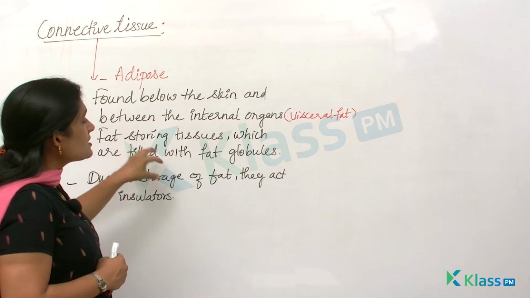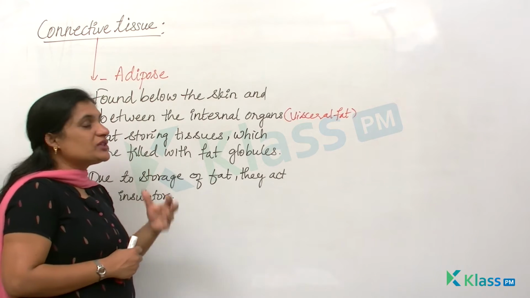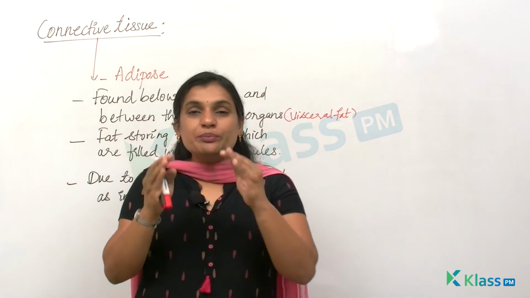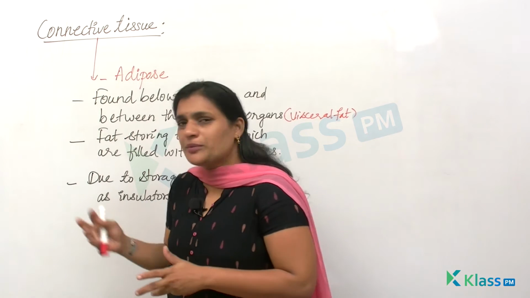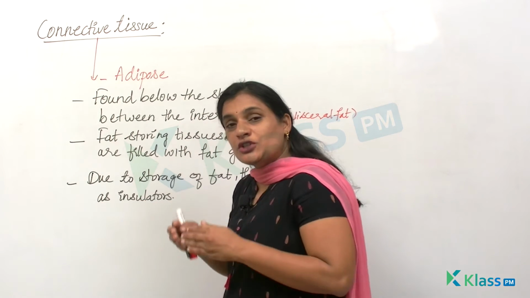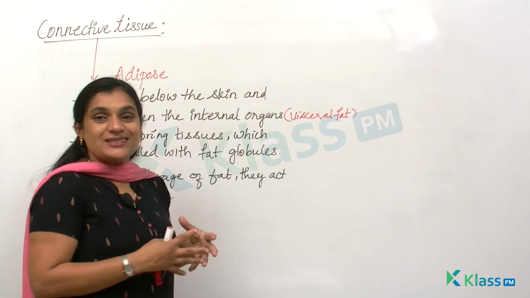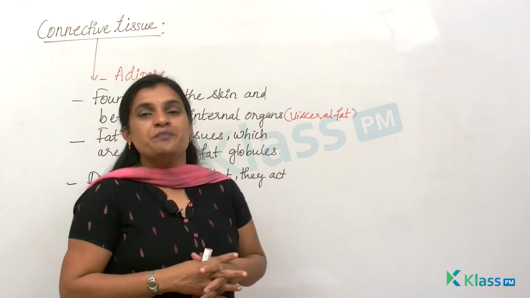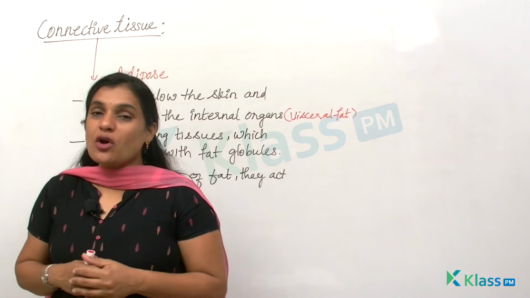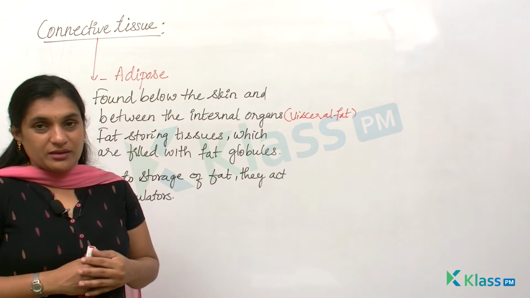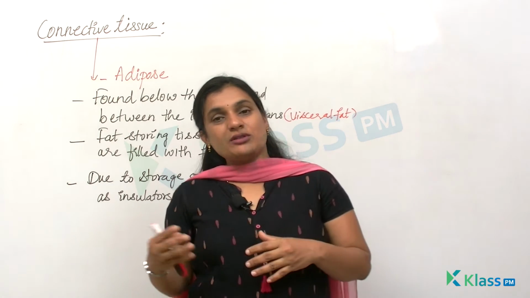In the same way, this is actually called a fat storing tissue because it is filled with fat globules. This tissue is filled with big sized cells which have fat molecules in them. Globules is nothing but the molecule. And due to this storage of the fat, this tissue also acts as an insulator. If you remember, mostly in chemistry and physics we learn about insulators. Insulators are those substances which will not allow the heat to pass out of the body, in simple terms. So they don't allow the heat to come out of the body.